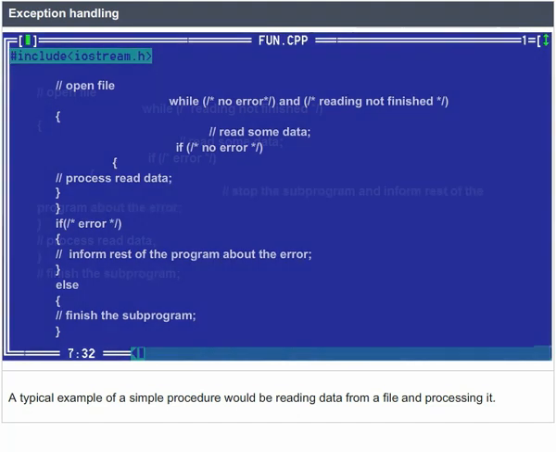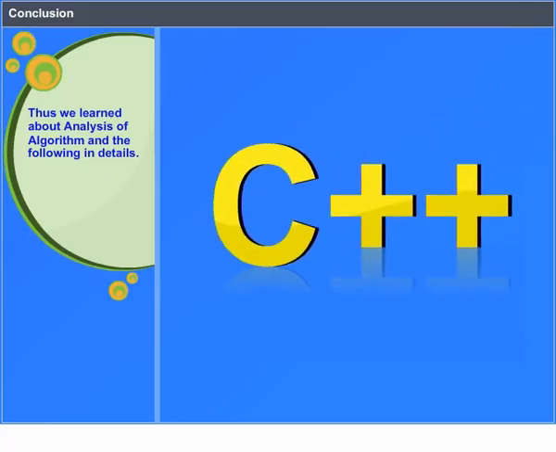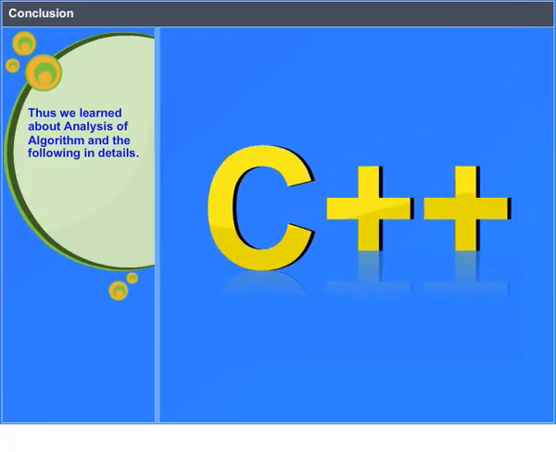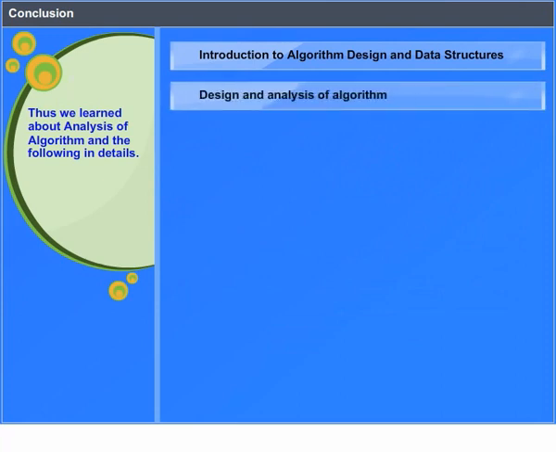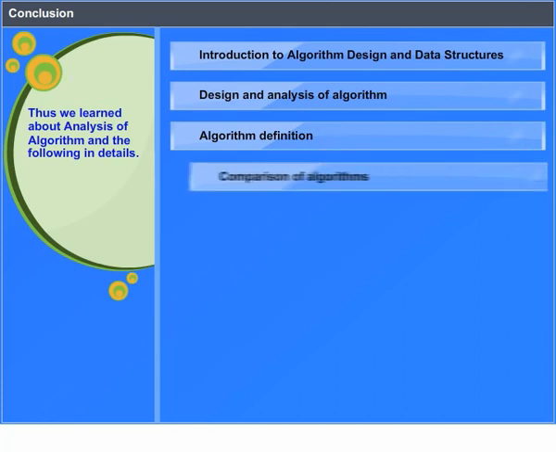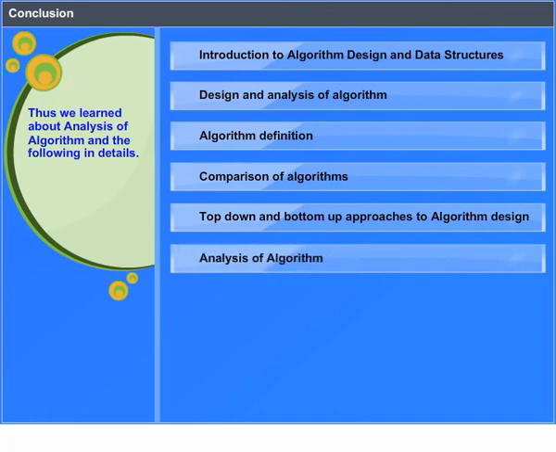Conclusion. Thus we learned about analysis of algorithms and the following in detail: introduction to algorithm design and data structures, design and analysis of algorithm definition, comparison of algorithms, top-down and bottom-up approaches to algorithm design, analysis of algorithm, frequency count, complexity measures in terms of time and space, structured approach to programming.